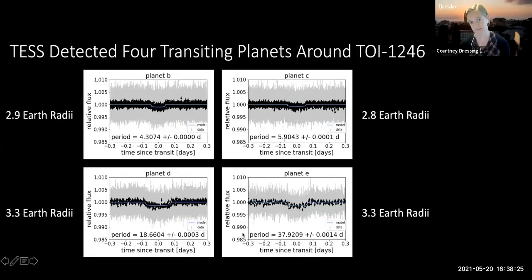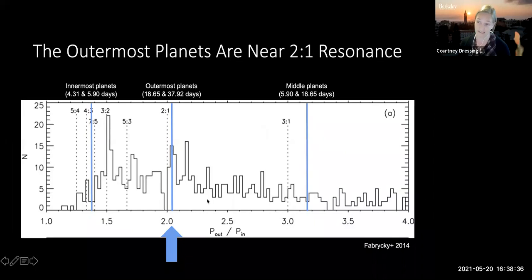The next planet is the same size as planet 3 and has a longer orbital period of 37.9 days. I'm sure some of you have already been comparing the orbital periods of these planets to each other. And if so, you've probably realized that these outer 2 planets are very close to the 2-to-1 resonance.